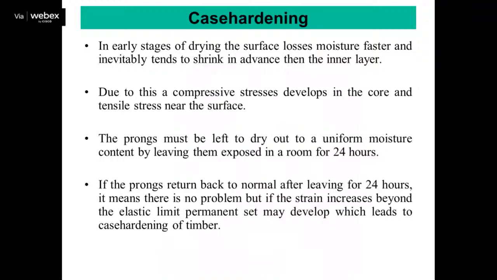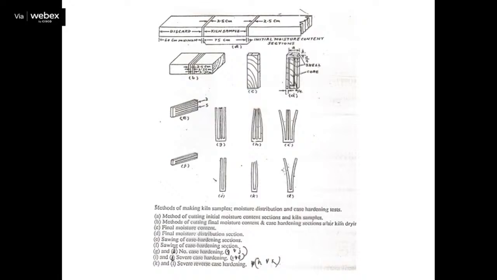As I told, these are the kiln samples, and when we take them out, not only can we see the moisture content and how much the moisture is reducing, but we can also see how they are behaving. If we see the above diagram, there are three different kinds of situations here: in one the prong is coming inside, in one the prong is going outside. What does this show? This shows that there is an unequal distribution of moisture in the wood.